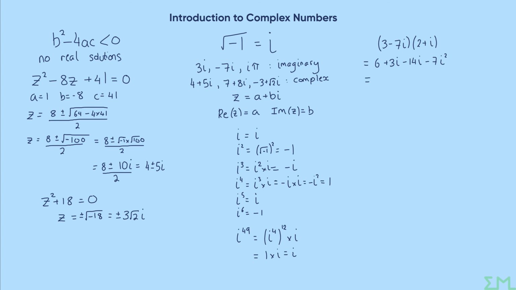So we can put our i's together and we can put our real parts together. So we've got 6 and we've got minus 7i squared, which is now minus 7 times minus 1, which is actually plus 7. So we're going to add 7 onto 6 to get 13, and then 3 minus 14 is minus 11, so we get 13 minus 11i. So the expansion of the double brackets actually results in just another example of a complex number, because our powers of i simplify back down into ones, minus ones, or some multiple of i.